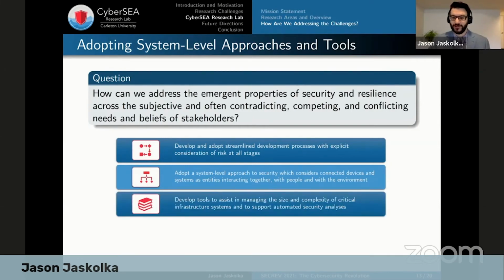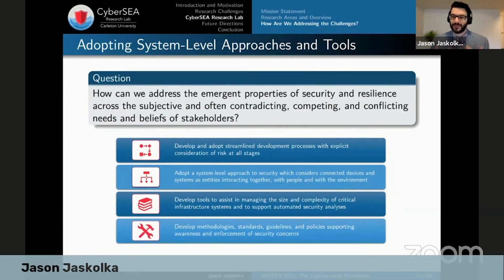We're looking to develop tools that assist in managing the size and complexity of these critical infrastructure systems and supporting these analyses with automation solutions. And lastly, we're looking at developing methodologies, standards, guidelines, and policies to support awareness and enforcement of the different security concerns that are faced by these different systems.